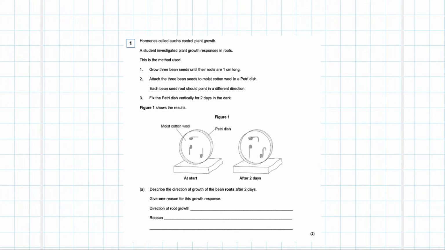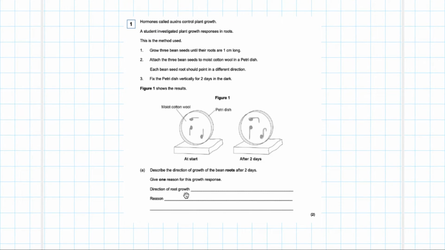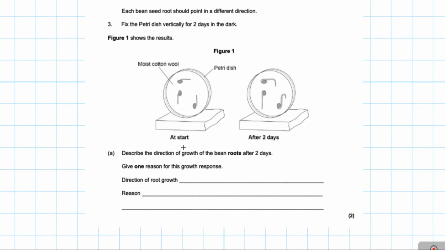So the first thing it wants to do is describe the direction of the growth of the bean roots after 2 days. So the direction of the roots, you can see that this is the root, and we can see that it's extended downwards for this one. We can see that this one has bent round, and this one has actually been quite the biggest change, so it's come all the way down.